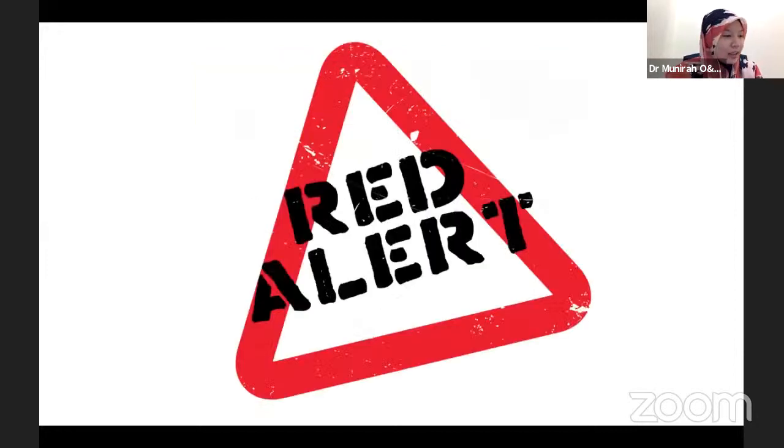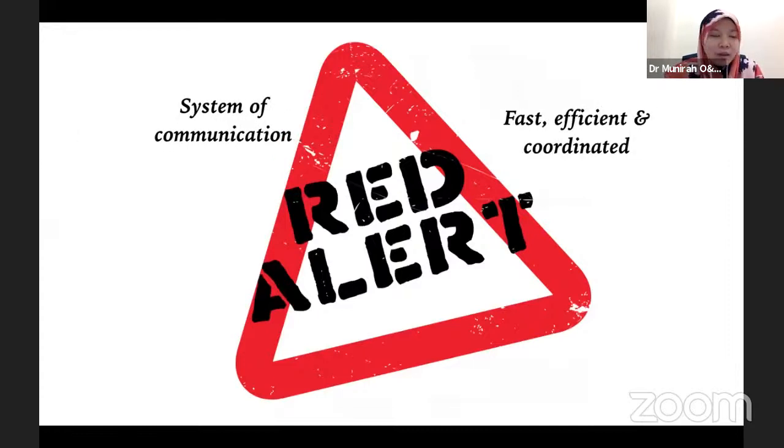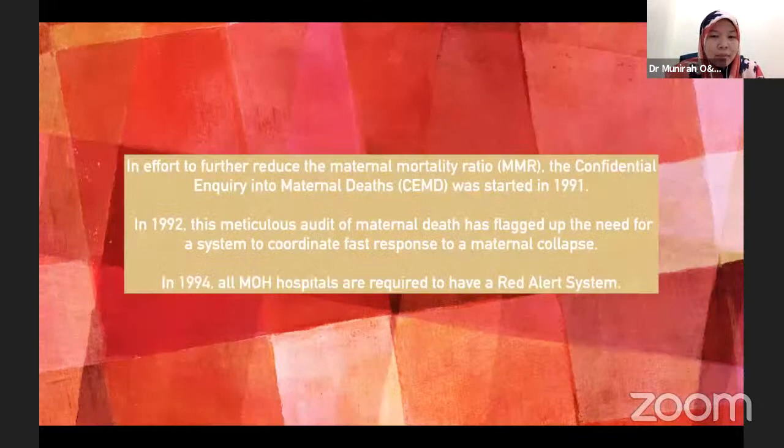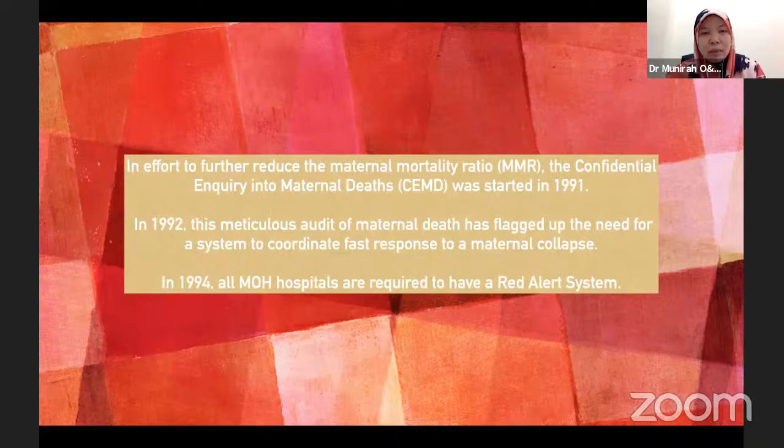Okay, so red alert is a system of communication. It enables a fast, efficient, and coordinated response by a multidisciplinary team. I'll go through who this team is later on, when we see who is involved in the red alert. And the response is to a selected obstetric emergency. So it's not all, and I'll detail what kind of cases we trigger red alert in. But before I dwell further into those details, let's go back to the history as to why we need the red alert system.